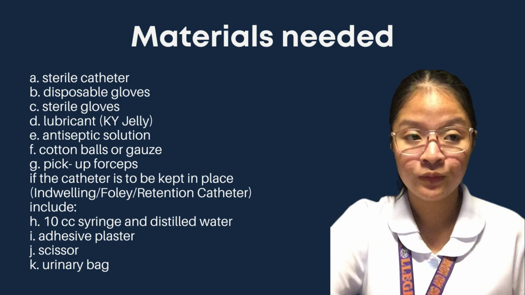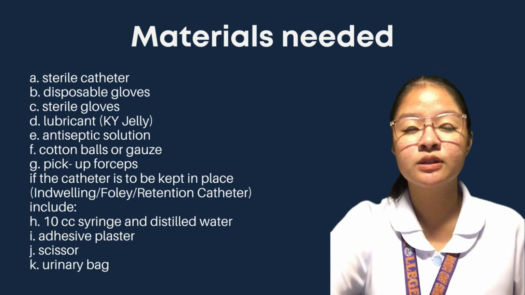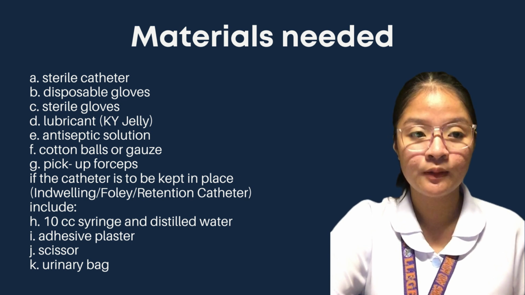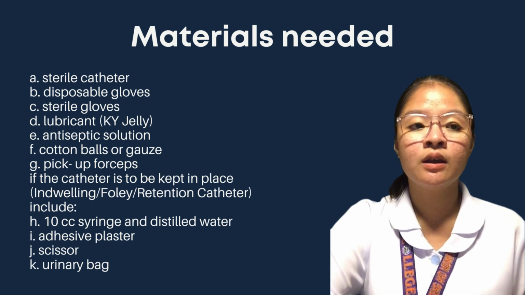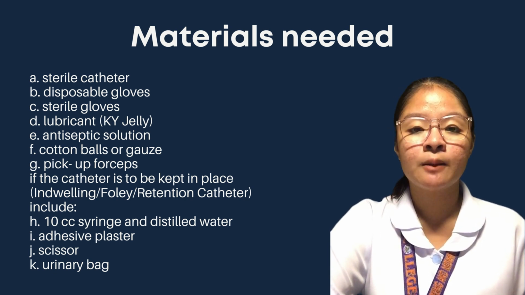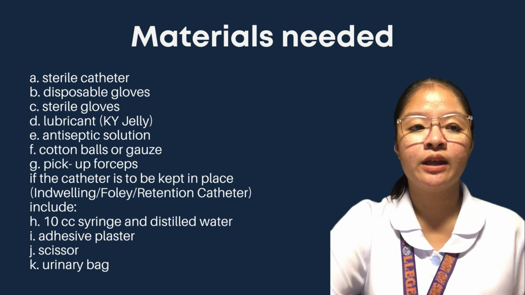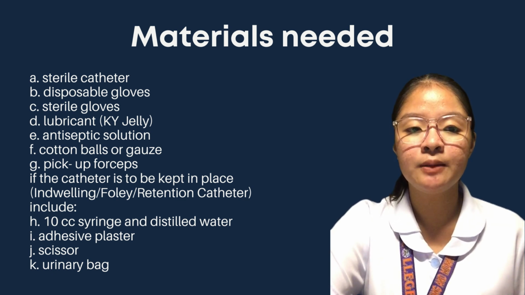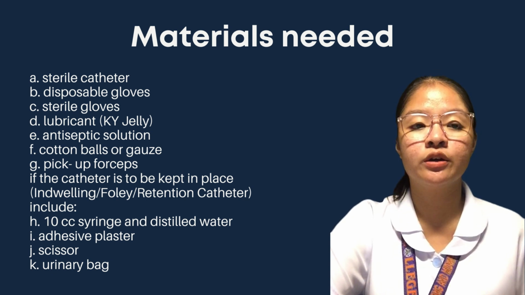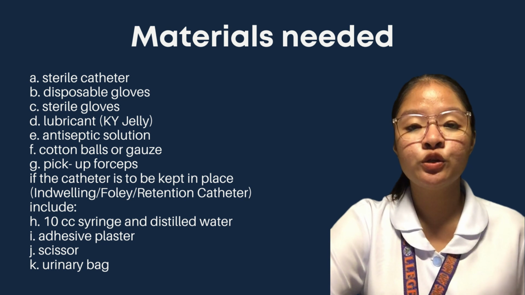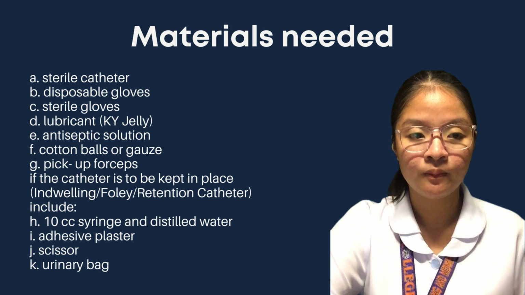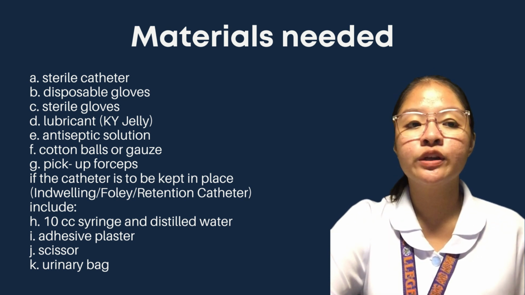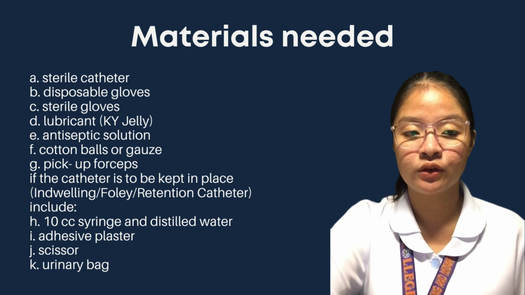I will use a sterile catheter, disposable gloves, sterile gloves, lubricant or KY jelly, antiseptic solution, cotton balls or gauze, pick-up forceps, and if the catheter is to be kept in place, or what we call indwelling, Foley, or retention catheter, we should include in the materials a 10 cc syringe and distilled water, adhesive plaster, urinary bag, and scissors.